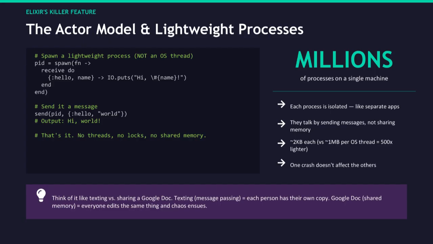The analogy I love for this is texting versus sharing a Google Doc. With shared memory, Google Doc mode, everyone edits the same thing and one person's mistake corrupts everyone's work. With message passing, the texting mode, each person has their own copy and you only exchange information deliberately, by choice. That means no threads, no locks, no shared memory, no race conditions. This is Elixir's answer to concurrency.